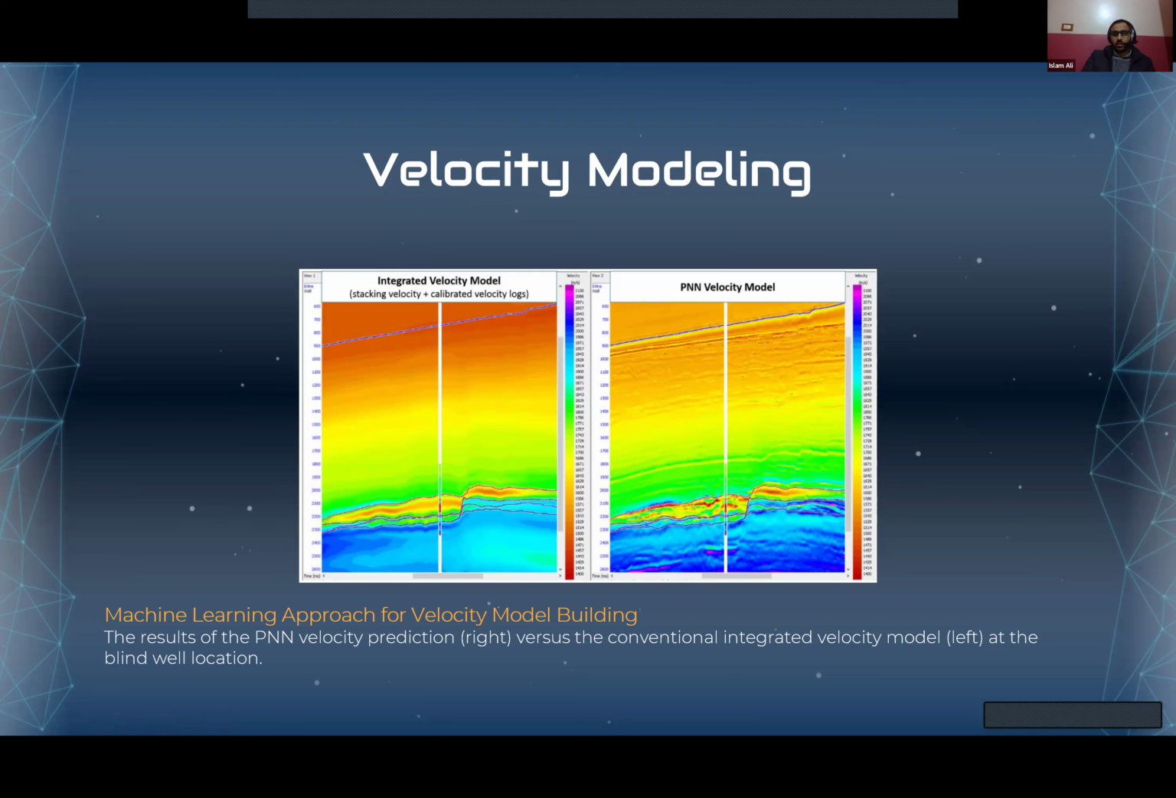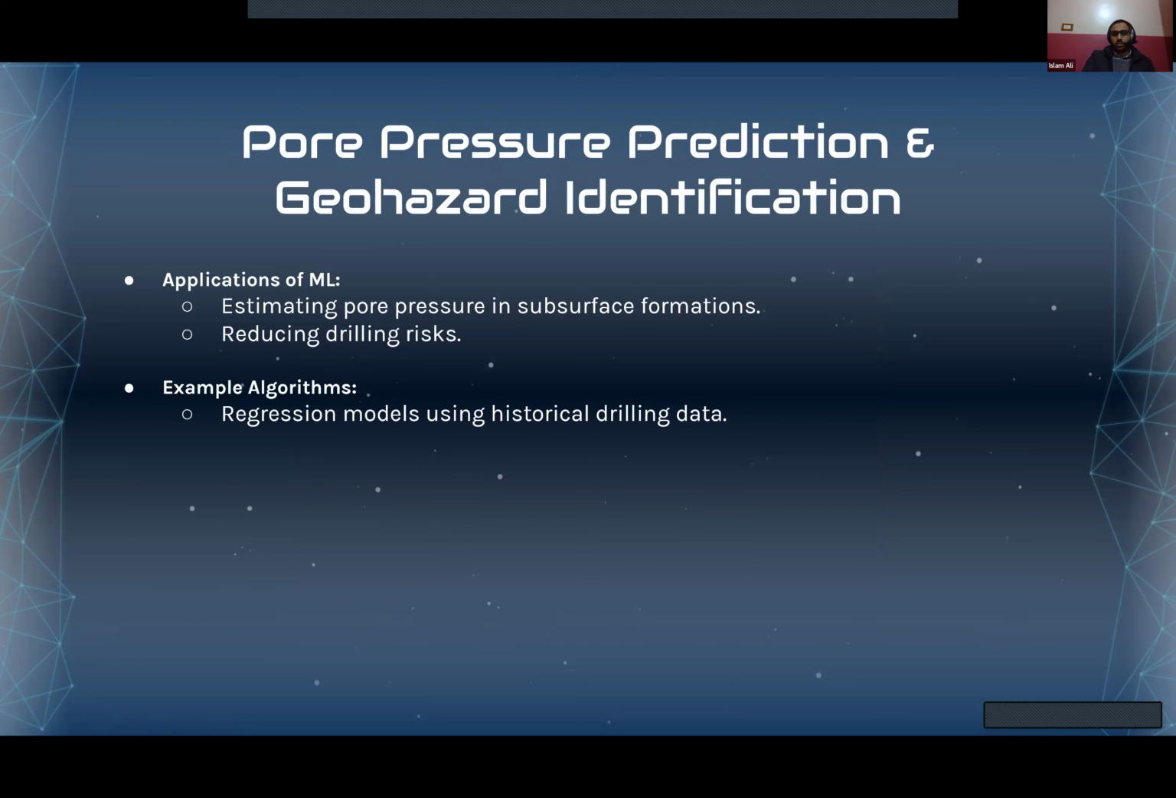And this is very helpful for the subsequent part, which is the pore pressure prediction and geohazard identification. By that, we mean we want to predict the pore pressure for the formation that we will drill through in order to identify any possible geohazard, such as gas pockets that may be overpressurized. It needs to be detected before you do the drilling.